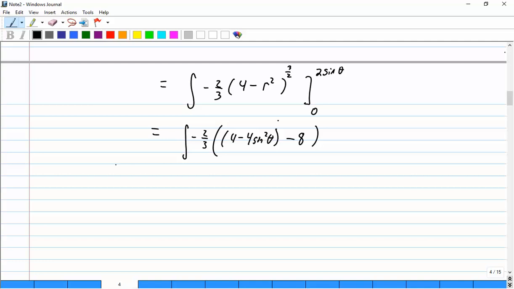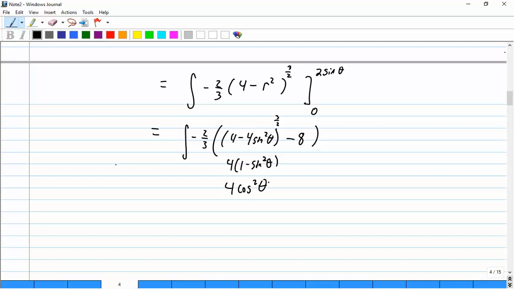Each one of those, and this one right here is what? To what power? So you plug that in, and then it's to the 3/2. Oh man. So that's 4 times (1 minus sine squared) to the 3/2. Well, what is 1 minus sine squared? Cosine squared to the 3/2.